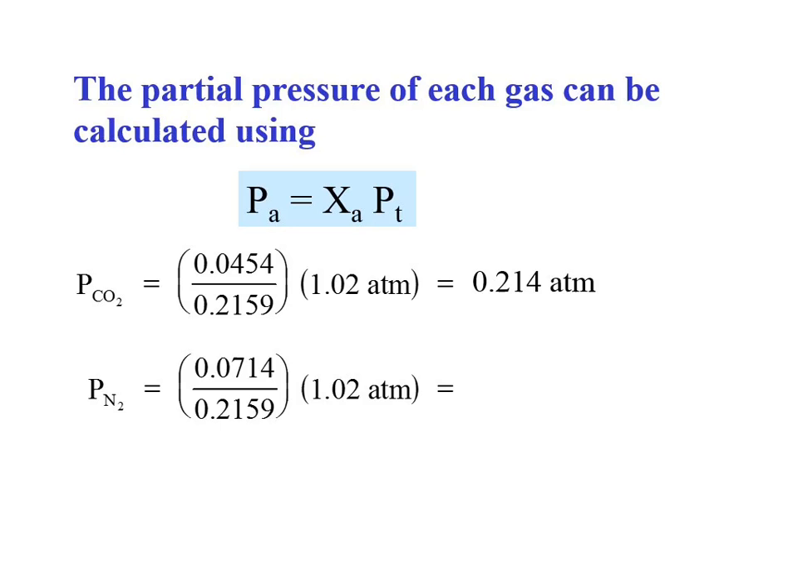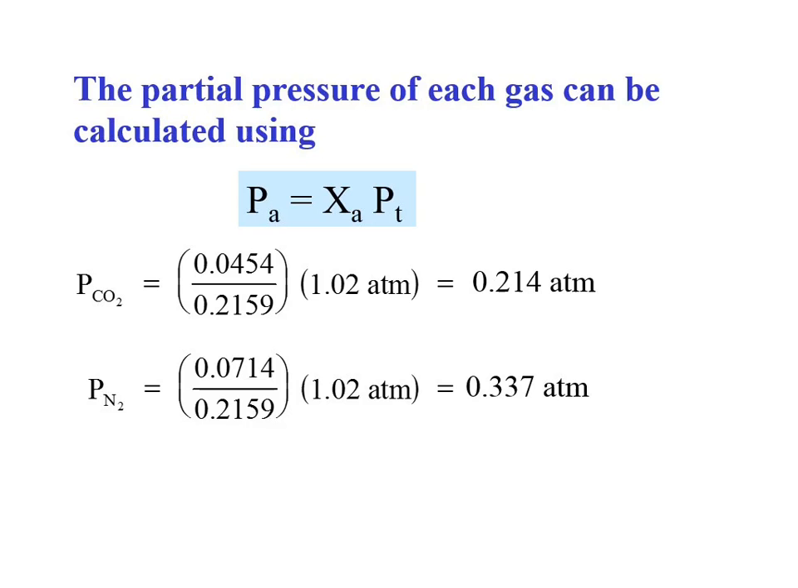So the partial pressure of N2 is the moles of N2, 0.0714 moles, divided by the total number of moles, 0.2159, times the total pressure, 1.02 atmospheres again. Rounding to 3 significant figures, you get 0.337 atmospheres.